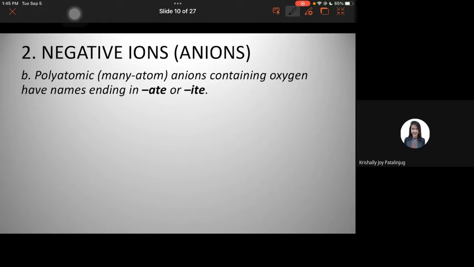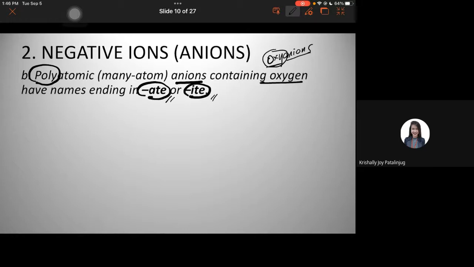Majority of the anions listed, in the copy that I provided to you, are polyatomic anions, and they end with ATE and ITE suffixes. Those are specifically oxyanions. What do you mean by oxyanions? Meaning to say, in the formula, there is the presence of oxygen. And when you observe the name, they end with ATE or ITE.